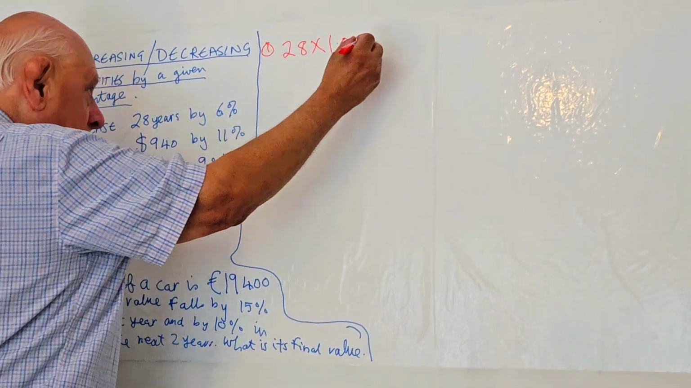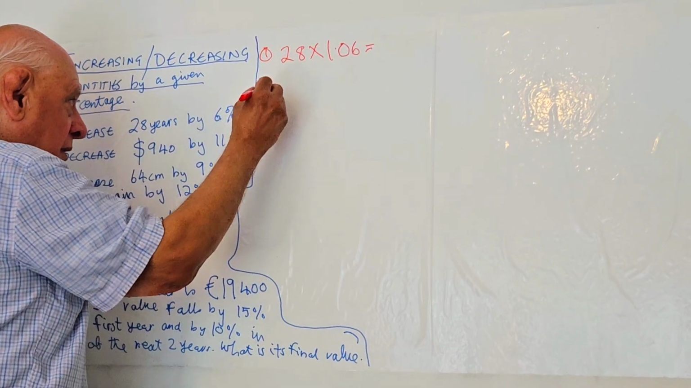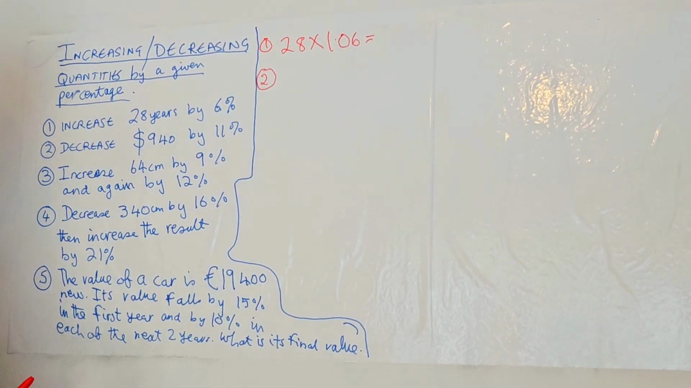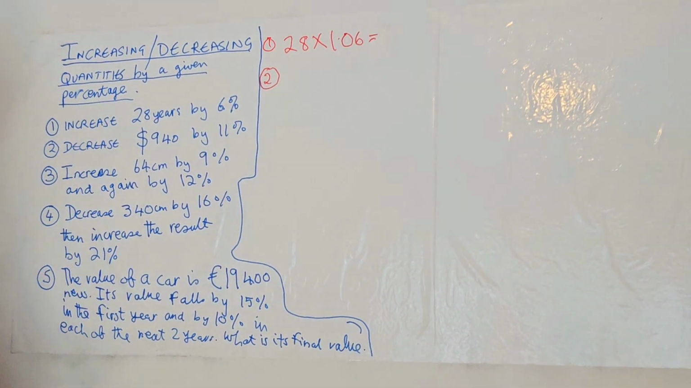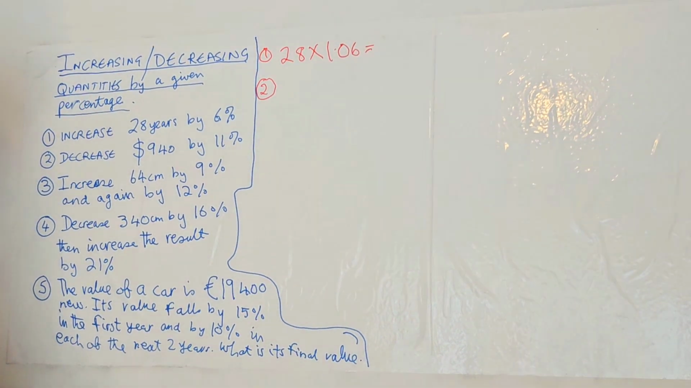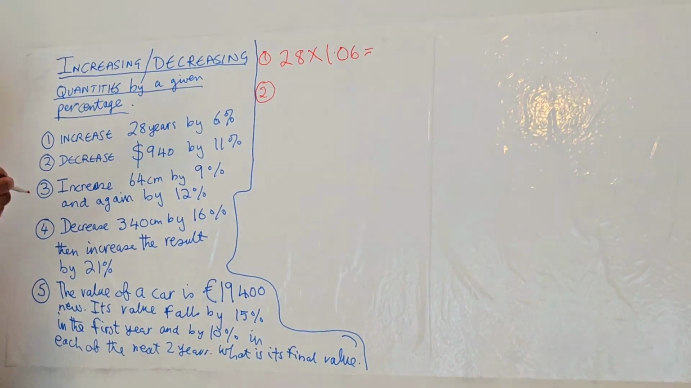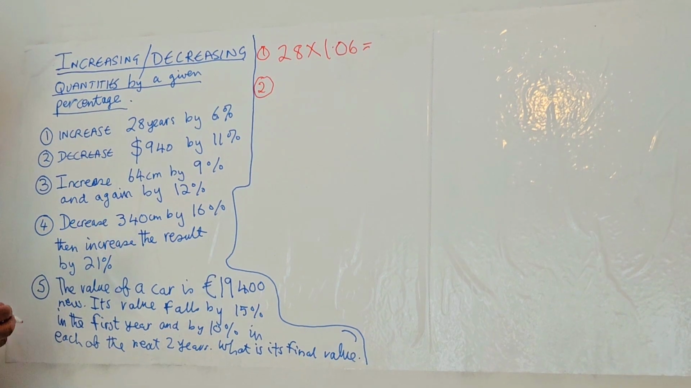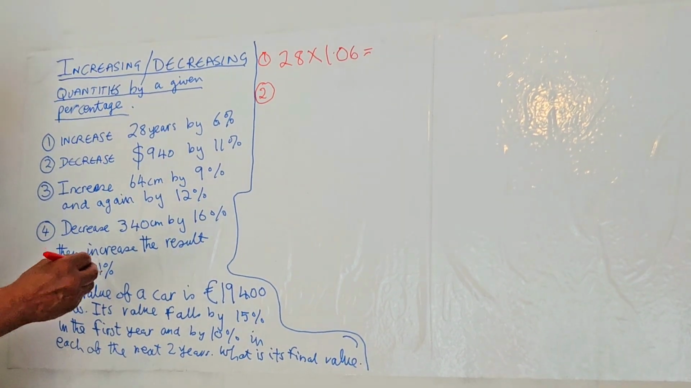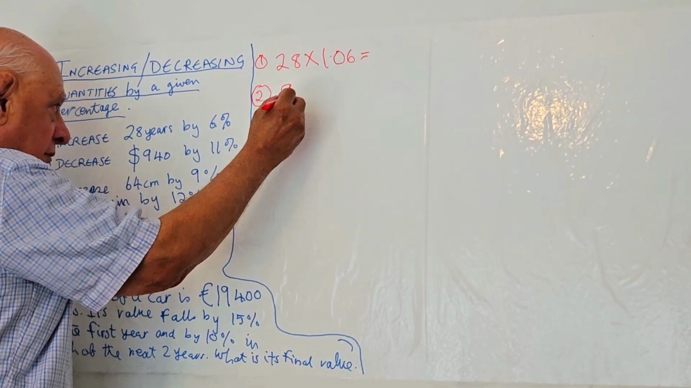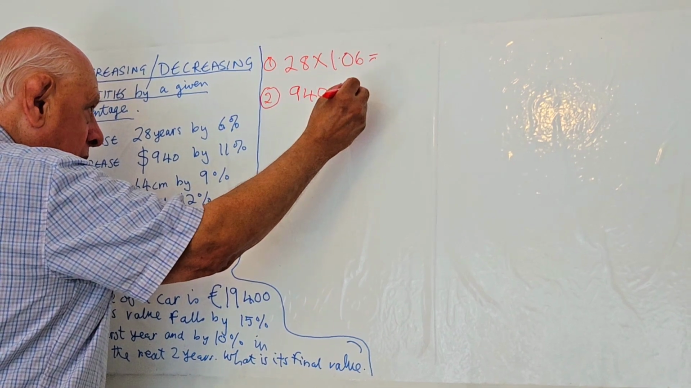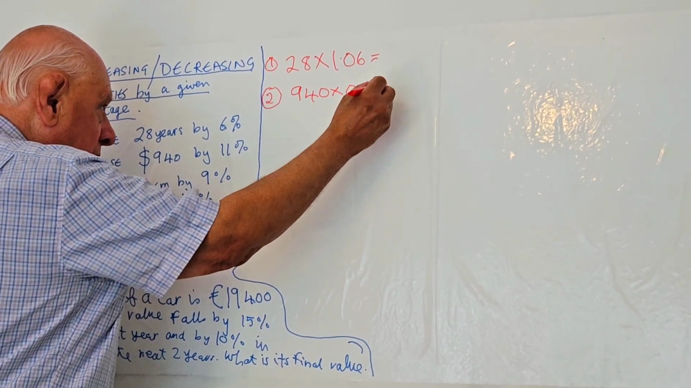I'll leave that unfinished for the time being and whip through the others, and then we'll work out the values at the end. The next one is to decrease $940 by 11%. You're taking 11 off 100, which means 89. And 89 out of 100 is 0.89. So you're going to multiply 940 by 0.89.